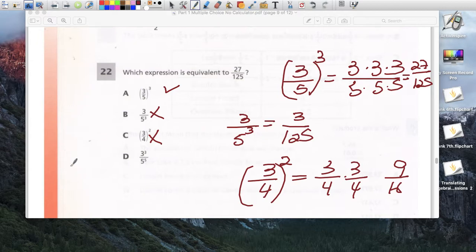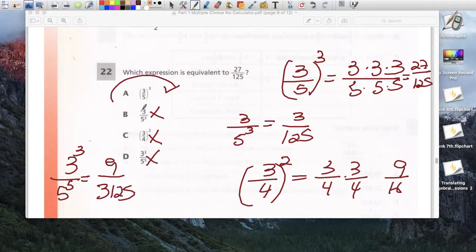And the last one we have, 3 to the third power over 5 to the fifth power. 3 to the third power on top is 3 times 3 times 3, that's 27. 5 to the 5th power is 5 times 5, which is 25, times 5 is 125, times 5 is 625, and 625 times 5 is 3,125. That's definitely not the same. So the only one that's the same is this one.